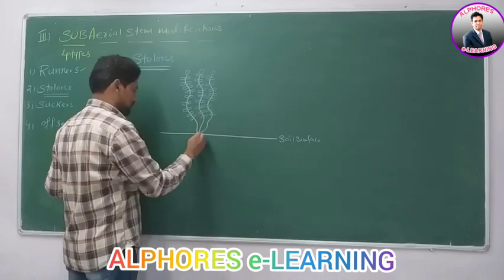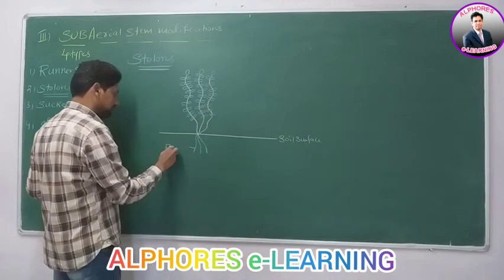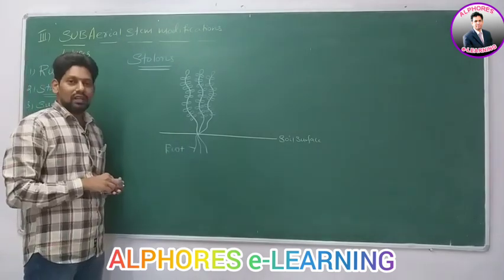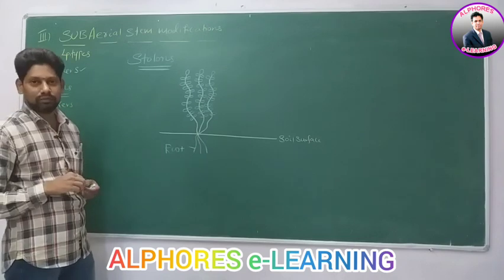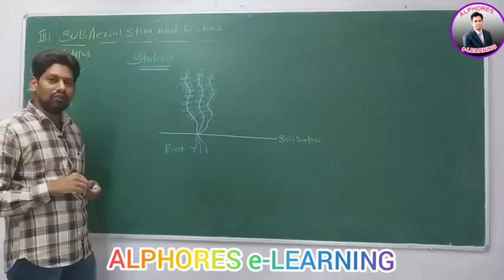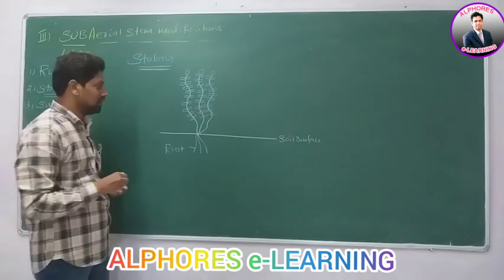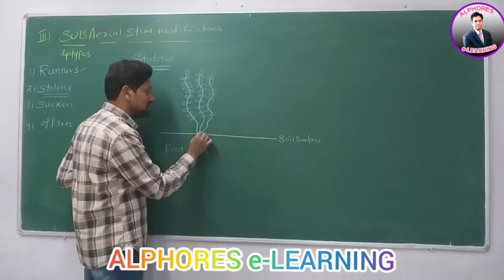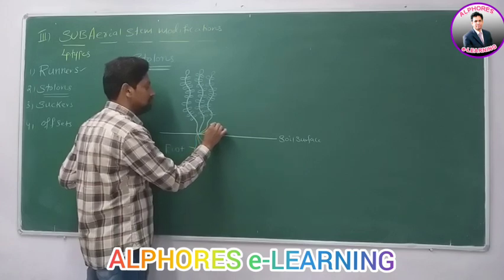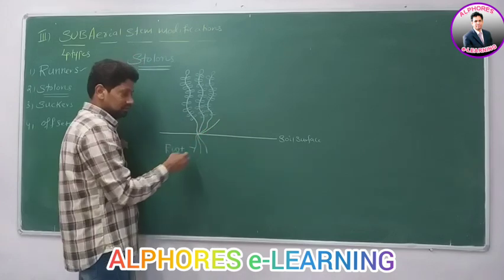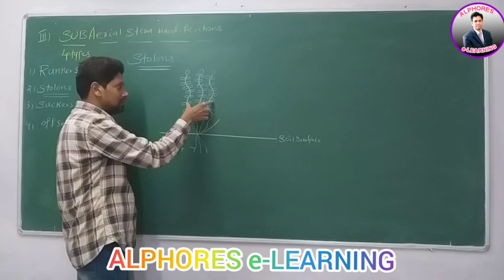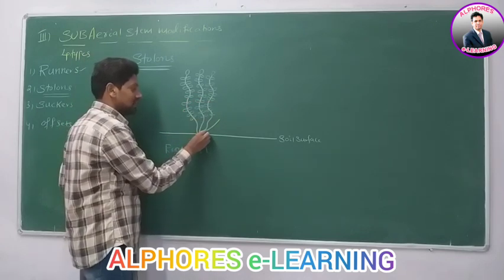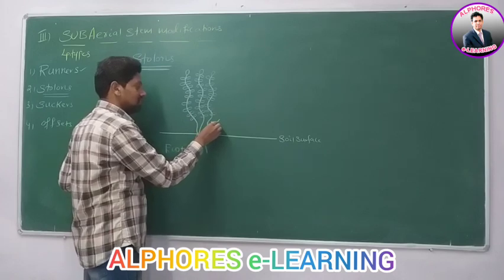These are roots. Okay. Now listen to this statement. Sir, we are discussing stolons, right? In some weak stemmed plants, a lateral branch is developed from the base of the main stem. See, I already told you that this is the main stem, right? From the base of the main stem, a lateral branch is developed.